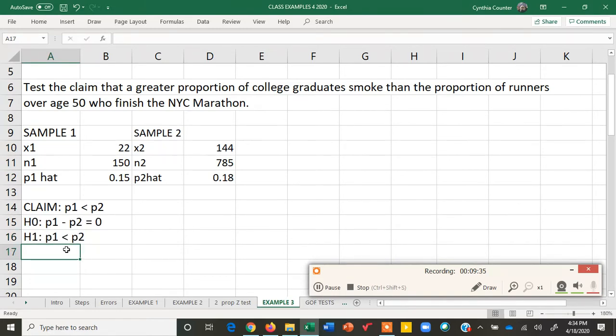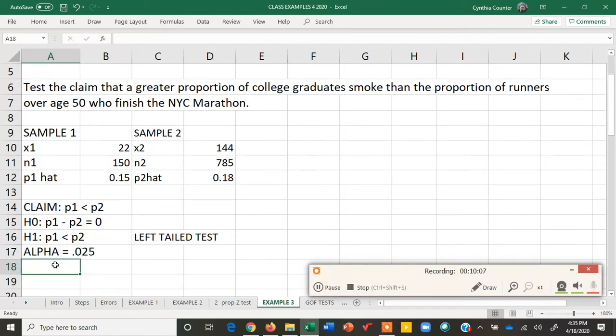This is a less than. Think of it as an arrow pointing to the left, reminding us that this is a left-tailed test. Let's write down our alpha, and that's 0.025. Okay, so our alpha is 0.025, and now we can do our computations. Notice we've already done some of them. We already computed P1 hat and P2 hat.